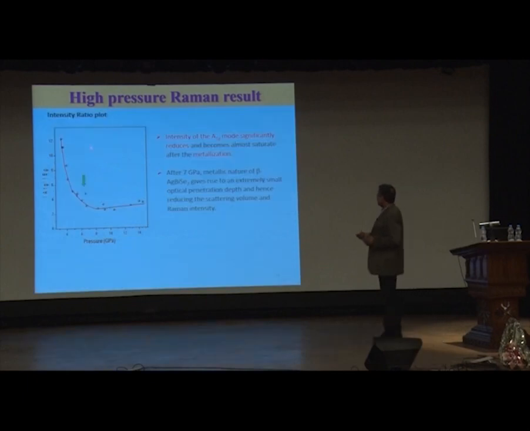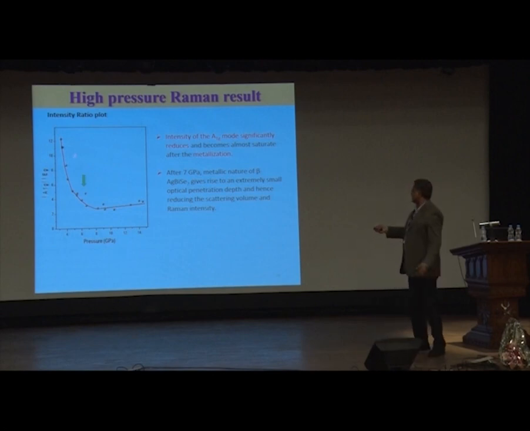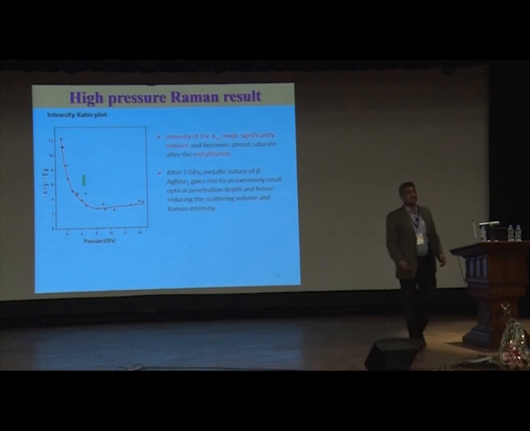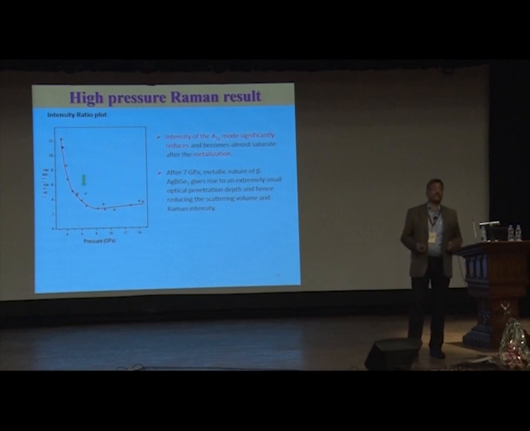Now, when we look at the A1g intensity with respect to the Eg intensity, we see a very strong decrease happening. This is an Arrhenius kind of behavior. Around 7 GPa, we find that there is actually a minimum in the system. Basically, what it means is that when the intensity of the strongest mode decreases, the skin depth is going down, which means it is becoming a metal: a semiconductor to metal transition.